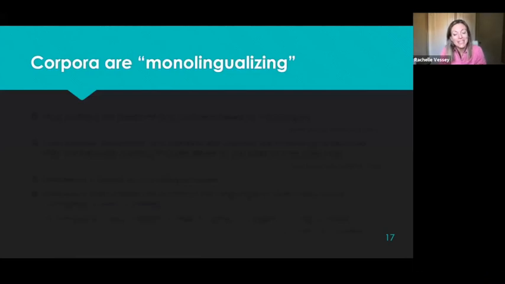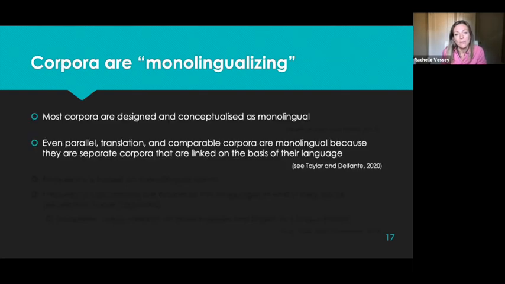So the first, maybe contentious, argument that I want to make here is that corpora are monolingualizing. And the term monolingualizing comes from the work of Monica Heller. And I think what's important to highlight here is that the idea is that it's turning something into a monolingual entity rather than it being naturally a monolingual entity. So how is it that corpora become monolingualizing?